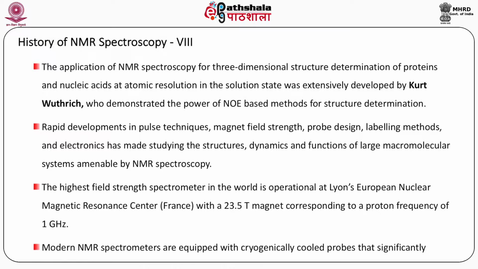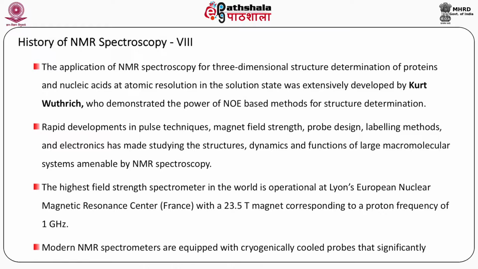The highest field strength spectrometer in the world is operational at Lyon's European Nuclear Magnetic Resonance Center in France. It has a 23.5 Tesla magnet corresponding to a proton frequency of 1 gigahertz. Here I must tell you that 1 Tesla is equal to 10 raised to the power 4 Gauss, and for comparison the Earth's magnetic field is 0.5 Gauss. The safety limit for magnetic cards is around 5 Gauss.